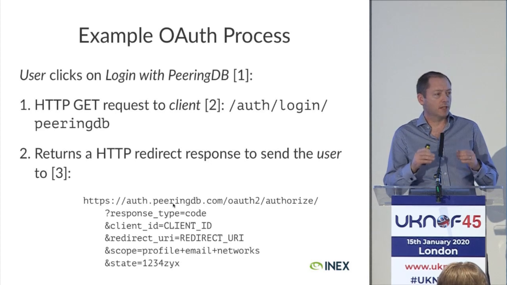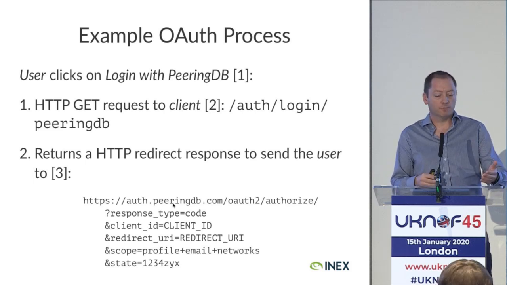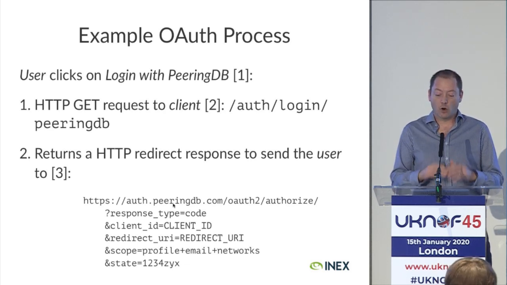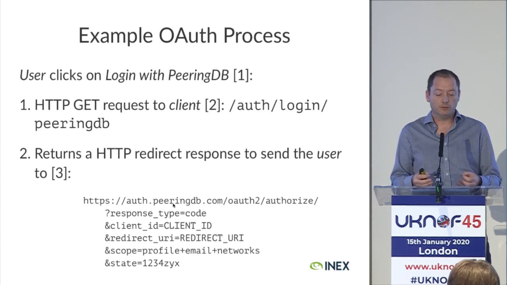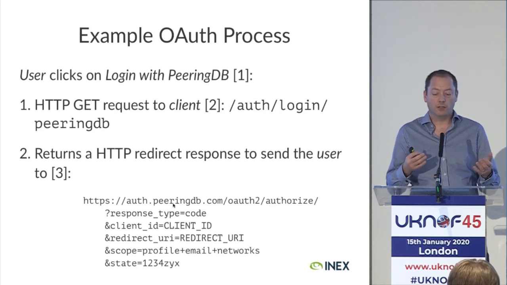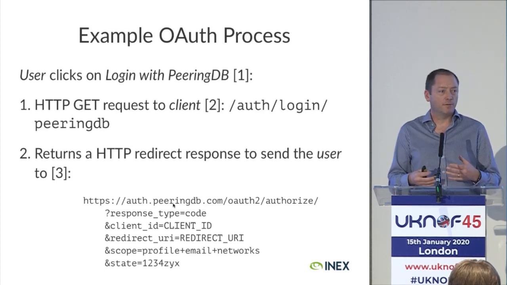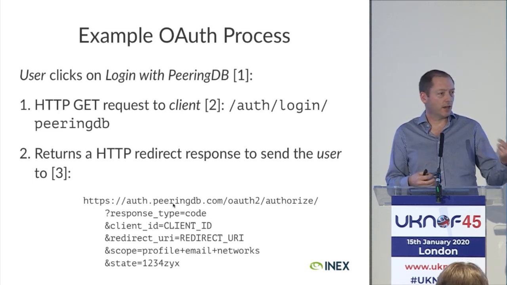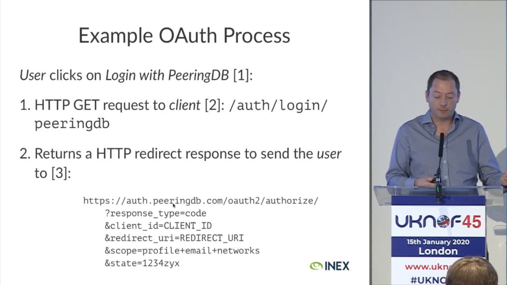Well, the first thing that happens is when the user clicks on login with PeeringDB, the browser does a standard HTTP GET request back to IXP Manager into that /auth/login/peeringdb URL. It's just a normal GET request. And what IXP Manager does is it generates a new URL, which is this auth.peeringdb.com/oauth2/authorize. And it's trying to give PeeringDB some information. So it's giving the client ID, and that's that ID that PeeringDB gave us when we registered the application, which uniquely identifies INEX's IXP Manager.